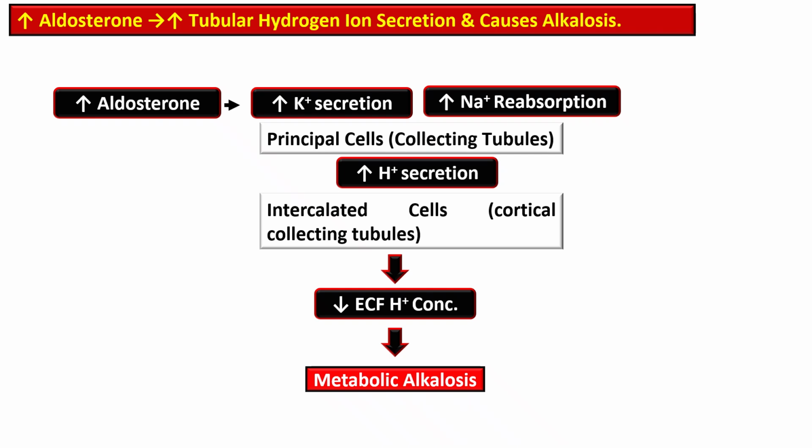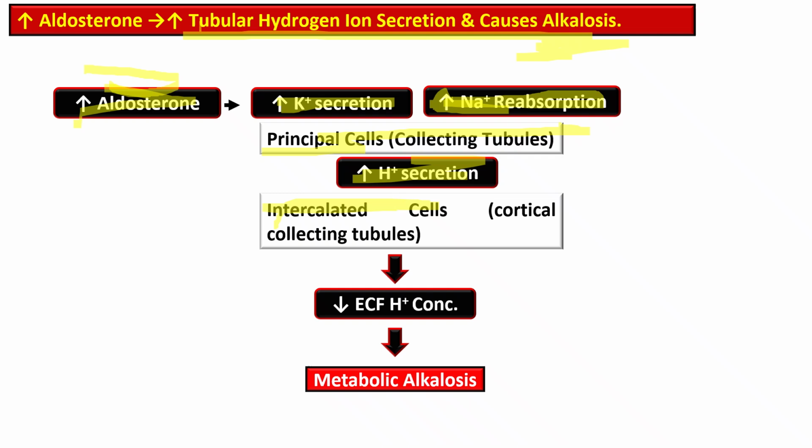So increased aldosterone secretion may cause increased tubular hydrogen ion secretion and result in metabolic alkalosis. So whenever this aldosterone is increased, there is a resultant increased potassium secretion, and also the absorption of sodium is increased in the principal cells of the collecting tubule, while in the intercalated cells of the cortical collecting tubule, it promotes hydrogen ion secretion in exchange of potassium that results in electrolyte shift.